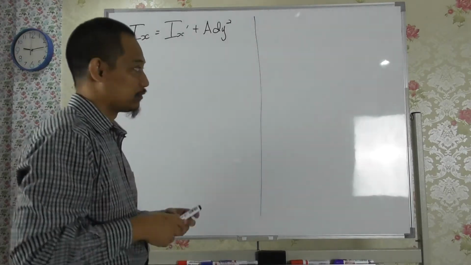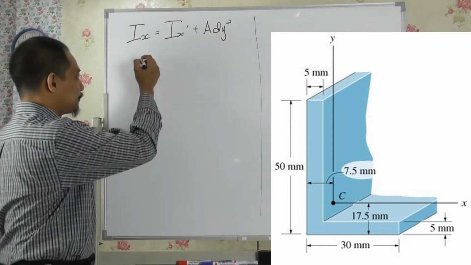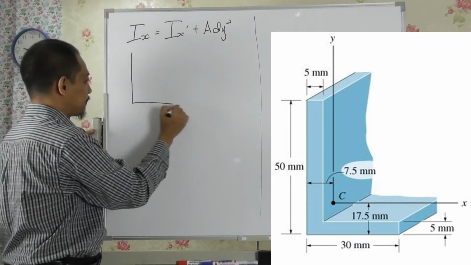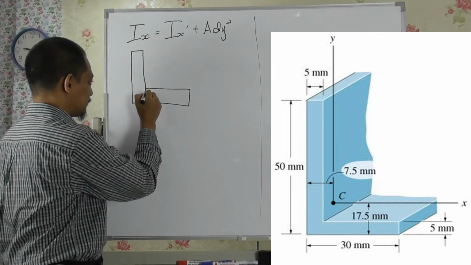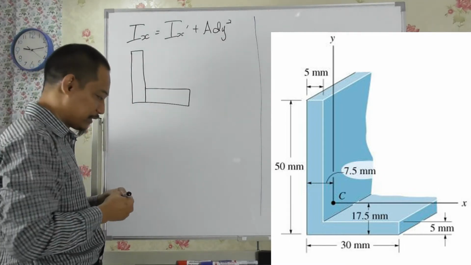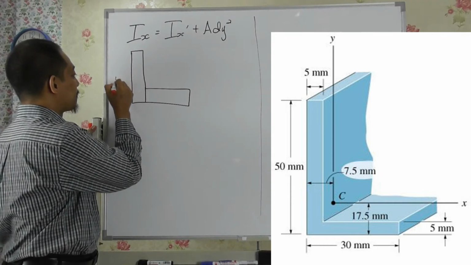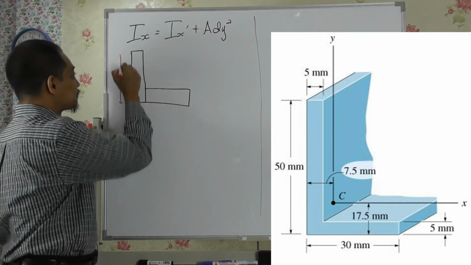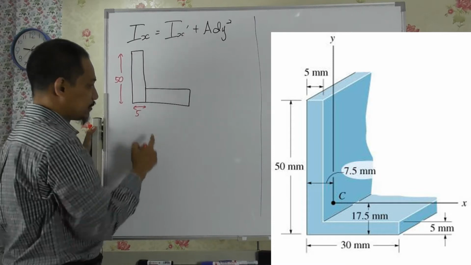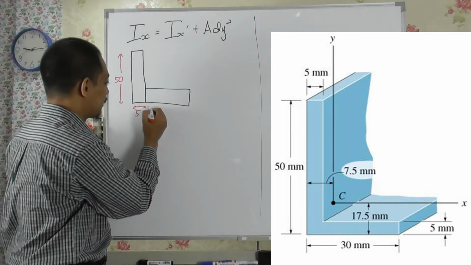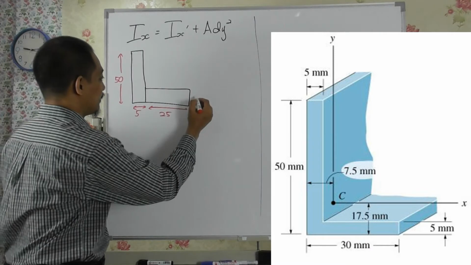One way is, okay, I put the diagram there first, and we'll do it like this. The shape is something like this, and you divide it like this. Let's say this is the first way I want to do it. So with this, all the dimensions are: this height is 50 mm, this width here is 5 mm, so this left over here becomes 25 mm, which is 30 minus 5, and then this is 5.